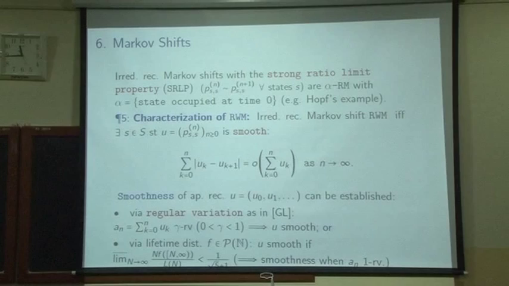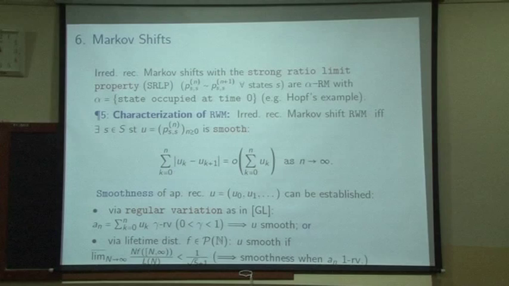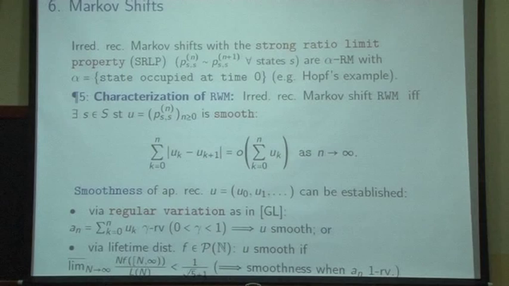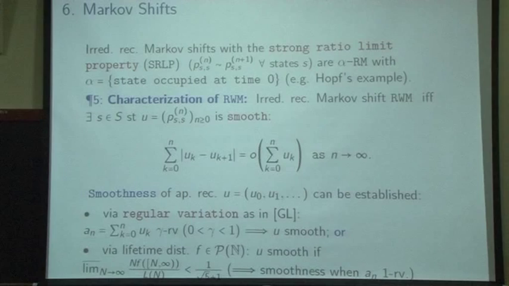So it's still something new, a new concept. We don't know exactly which things are smooth. Like I said, maybe everything aperiodic is smooth. Maybe it's just the strong ratio limit property. And in fact, no, we know it's not the strong ratio limit. No, we don't. Sorry.